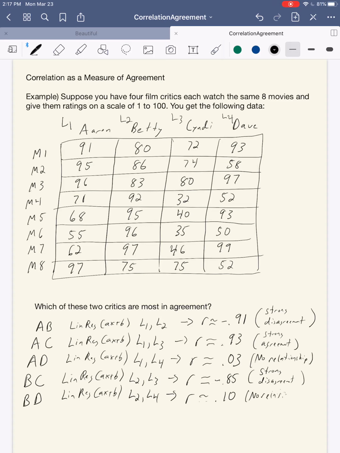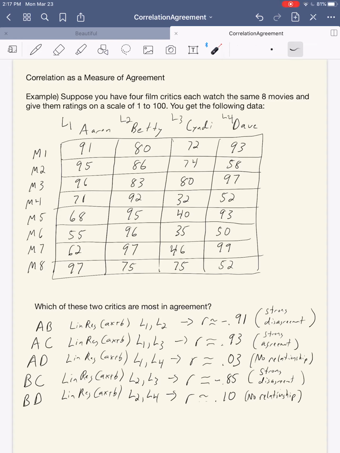Sorry about that. There we go. A little ugly, but we'll just erase that and make it look a little nicer. That basically indicates no relationship. Okay, let's see if that makes sense.